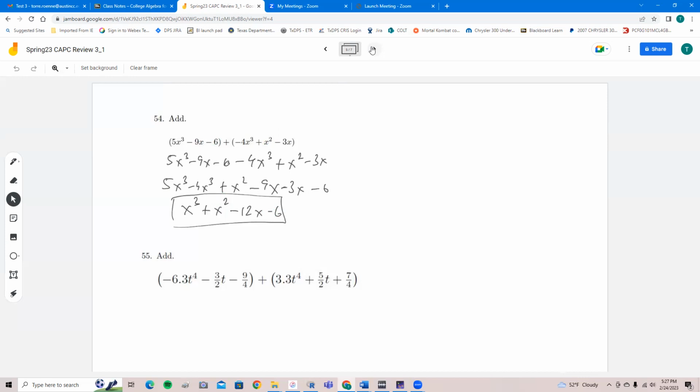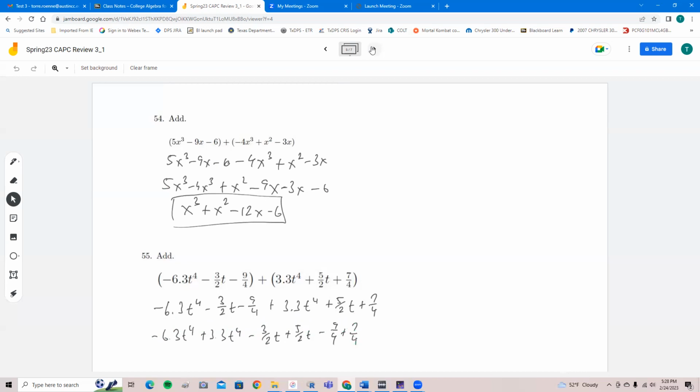Okay, number 55, same thing, but with some fractions and decimals, but the process doesn't change. This will be negative 6.3 t to the fourth minus 3 halves t minus 9 fourths, and then plus 3.3 t to the fourth plus 5 halves t plus 7 fourths. Now let's rearrange so the like terms are together. So I get negative 6.3 t to the fourth plus 3.3 t to the fourth. And then I have minus 3 halves t plus 5 halves t, and then a minus 9 fourths plus 7 fourths. All these have matching terms.